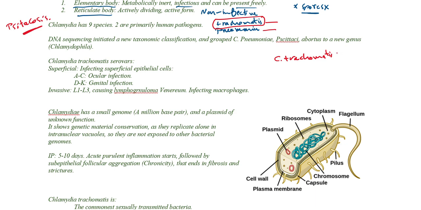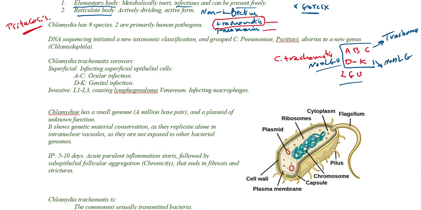It has serological types A, B, and C, and has biological types D to K, and it has the LGV. The ABC and DK, we can call them non-LGV. LGV is lymphogranuloma venereum. So we have the lymphogranuloma venereum variant and the non-lymphogranuloma venereum variant. A, B, and C cause trachoma, which is an ocular infection. D to K cause non-lymphogranuloma venereum genital infection, and lymphogranuloma venereum causes lymphogranuloma venereum disease or infection.